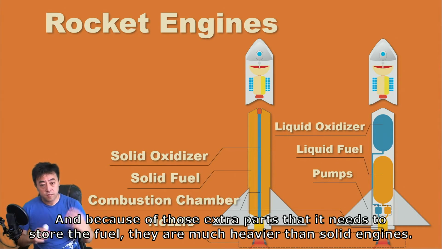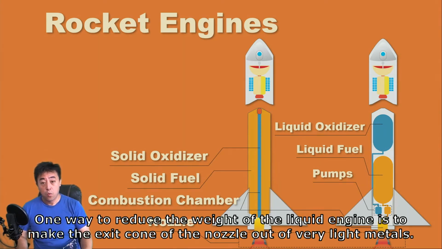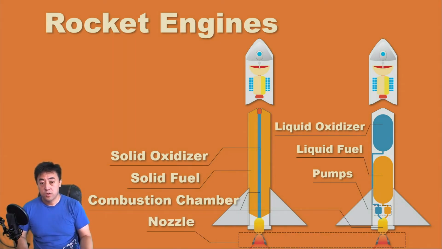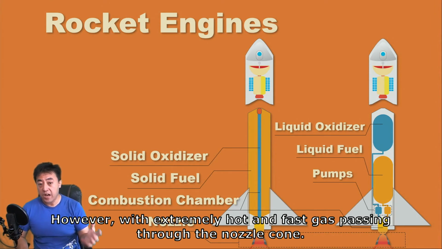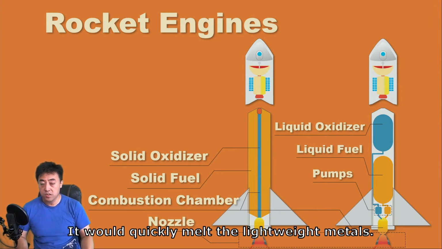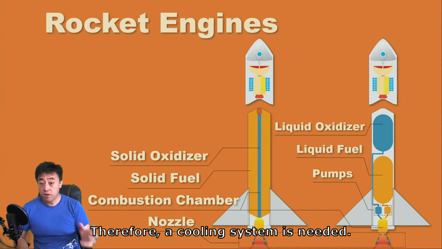And because of those extra parts needed to store the fuel, liquid engines are much heavier than solid engines. One way to reduce the weight of the liquid engine is to make the exit cone of the nozzle out of a very light metal. However, with extremely hot and fast gas passing through the nozzle cone, it will quickly melt the lightweight metals. Therefore, a cooling system is needed.